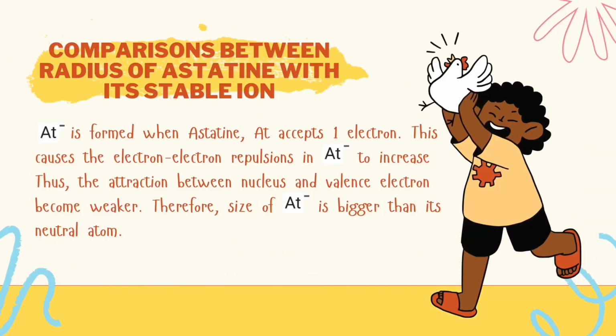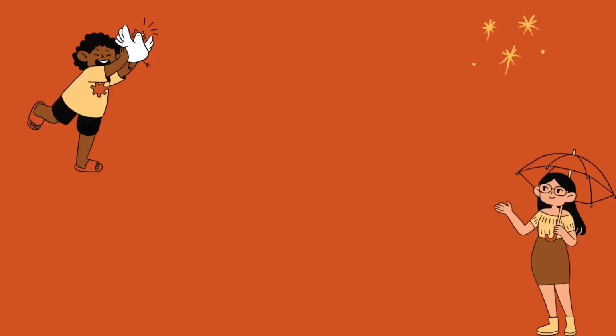Therefore, for the comparison between the radius of astatine and its stable ion, At- is formed when astatine accepts 1 electron. This causes the electron-electron repulsions in At- to increase, thus the attraction between nucleus and its valence electron becomes weaker. Therefore, the size of At- is bigger than its neutral atom, which is At.